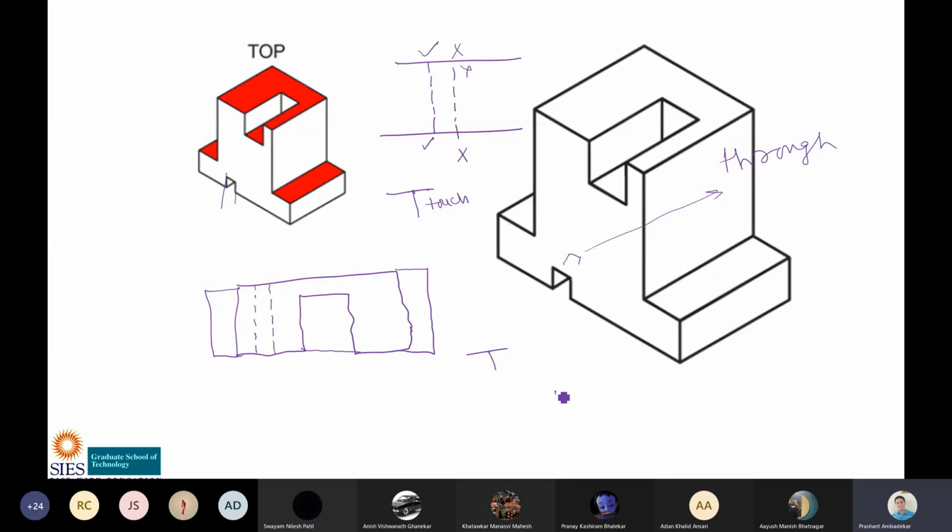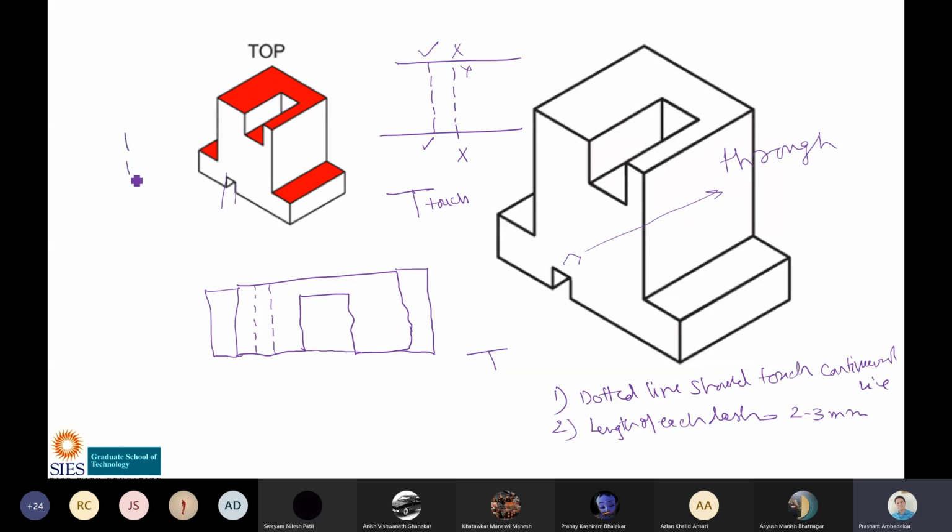So the dotted line should touch the continuous line. Second thing, the length of each dash is equal to 2 to 3 mm. Now understand its meaning. I am saying that the length of each dash that I am drawing will be 2 to 3 mm. Now this is approximate. Why?